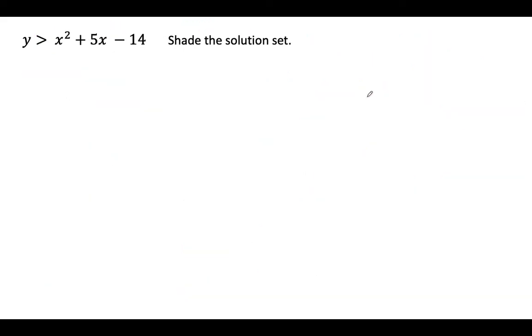Okay, let's go for the second question. Can you think a little bit how we can solve this? Did you get the answer? Okay, so first of all I should say y is equal to x squared plus 5x minus 14. If I factorize this, negative 2 times 7 is negative 14, and negative 2 plus 7 is positive 5. So (x minus 2) times (x plus 7) is equal to y.